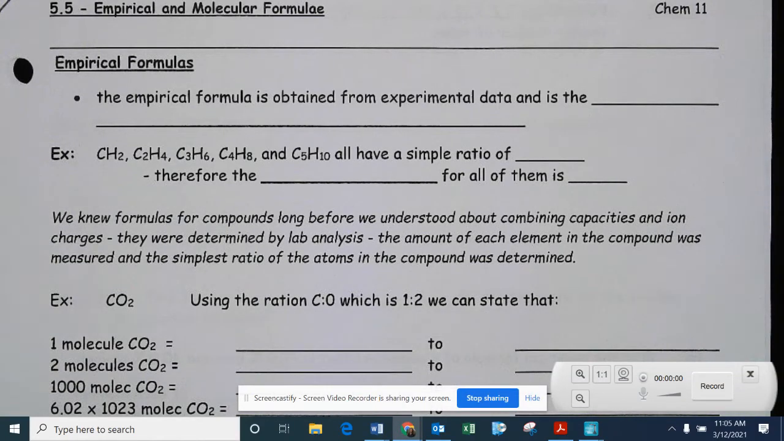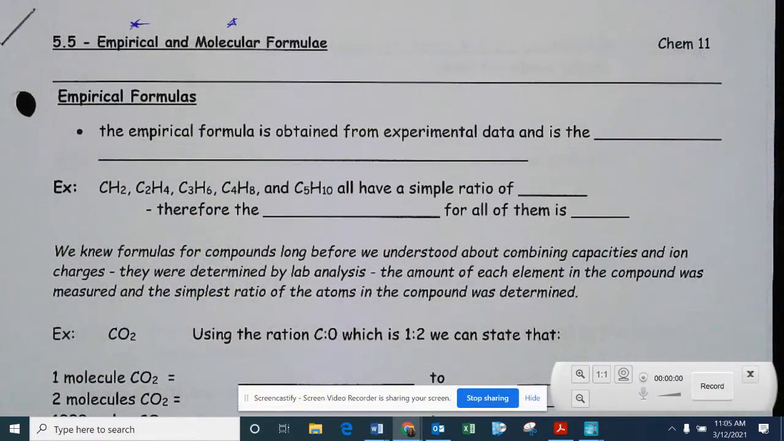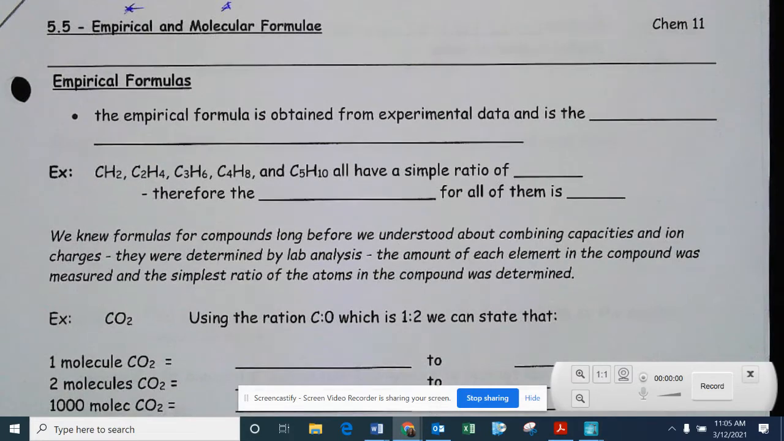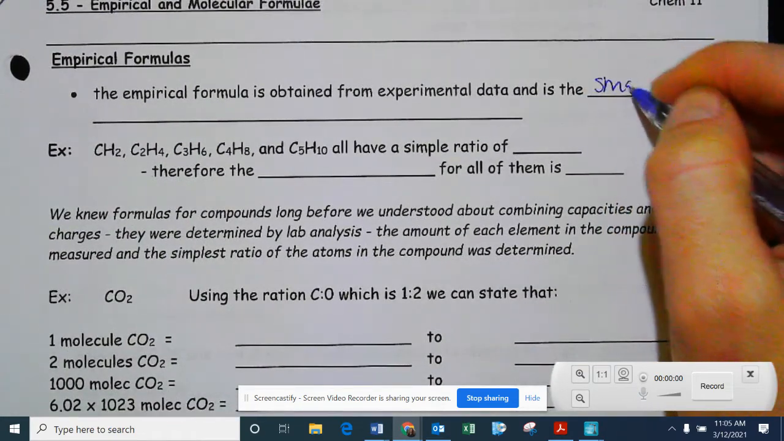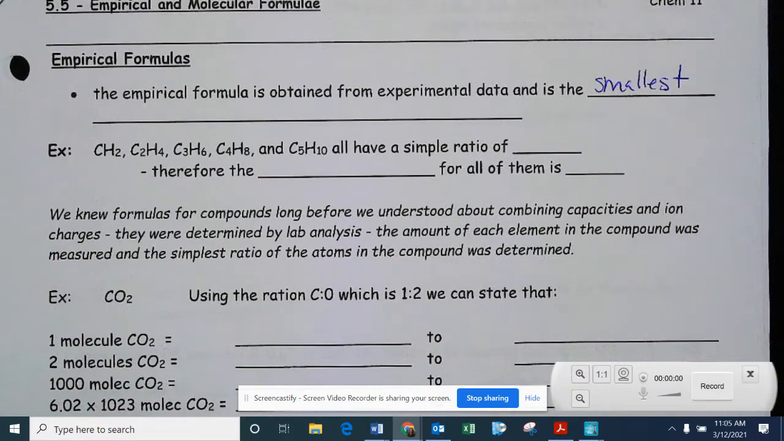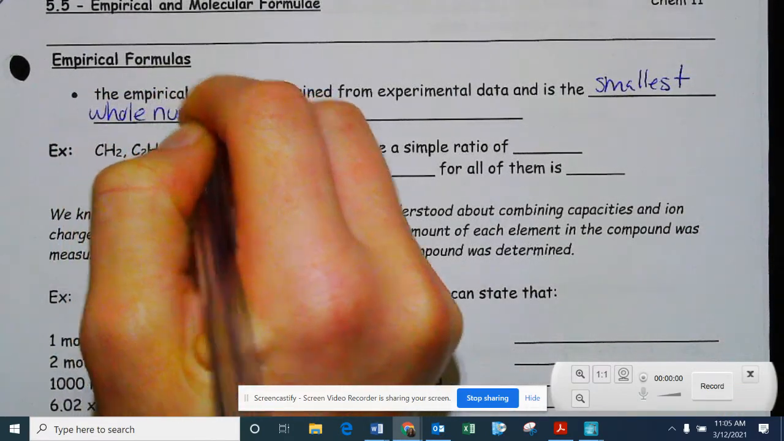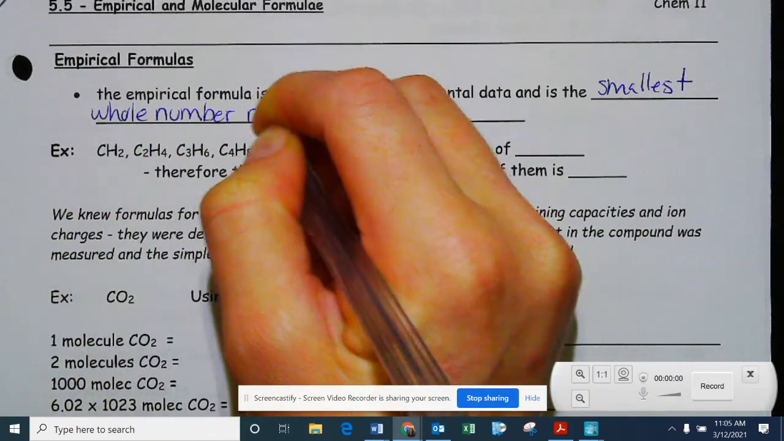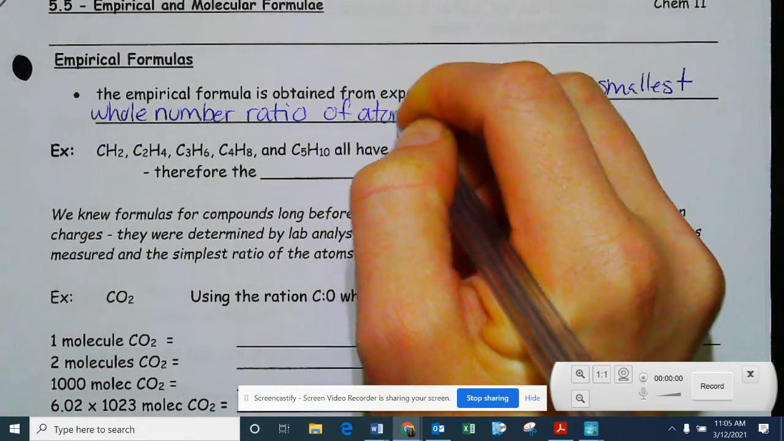So your empirical formula. We're going to talk about empirical formulas first, and then molecular formulas afterwards. The first thing is the empirical formula, which is what we've been using. This is obtained from experimental data, and it's the smallest whole number ratio of atoms in a compound.